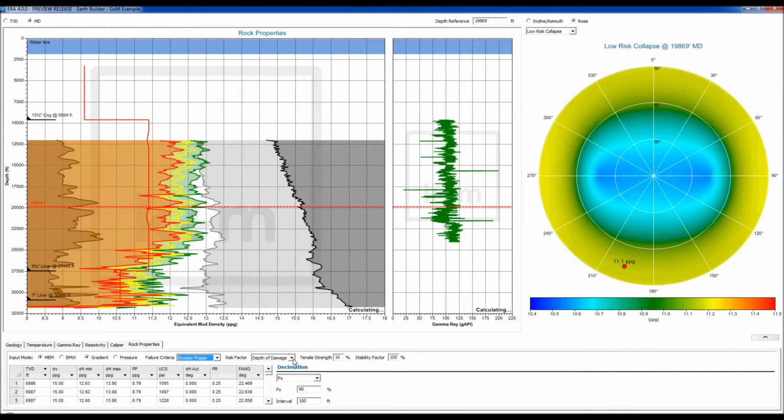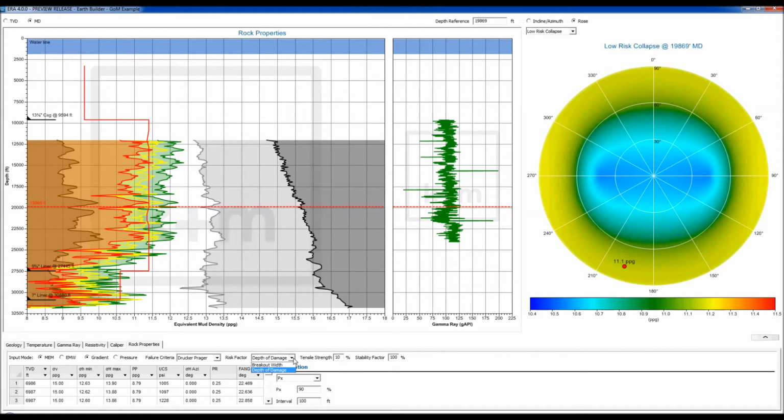The risk factor. So this drop-down box gives me two different options for defining what I'm calling my high, medium, and low risk of collapse. Breakout width represents how wide the breakout damage occurs on the side of the borehole wall. And then there's also what we call depth of damage. That is, how far does the damage extend into the borehole from the surface of the wall? There are different camps in the geomechanics community that gravitate towards one of these two methods. Both options are available to you. By default, we tend to use depth of damage, but you could easily use breakout width if you prefer.